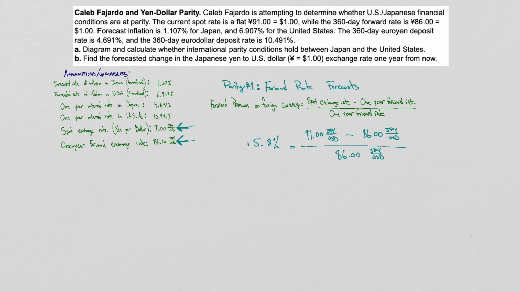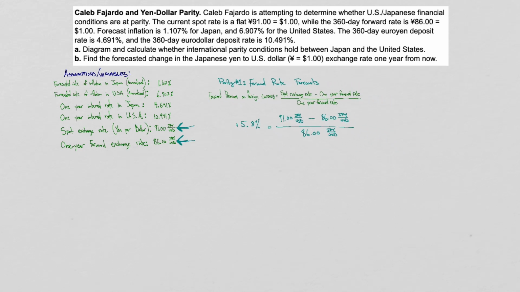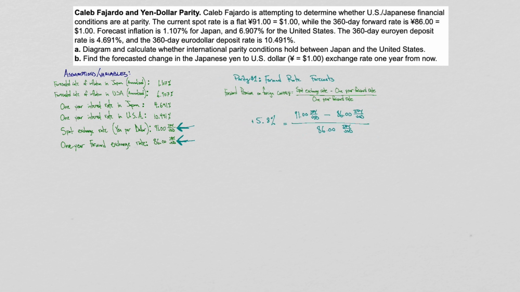So the yen is actually trading stronger. It's trading at a premium in the forward market versus the current spot rate. $1 buys fewer yen. The yen is getting stronger. In other words, that's why we're seeing a forward premium. All right, so this is parity number one, one way to check parity by looking at forward rate forecasts.